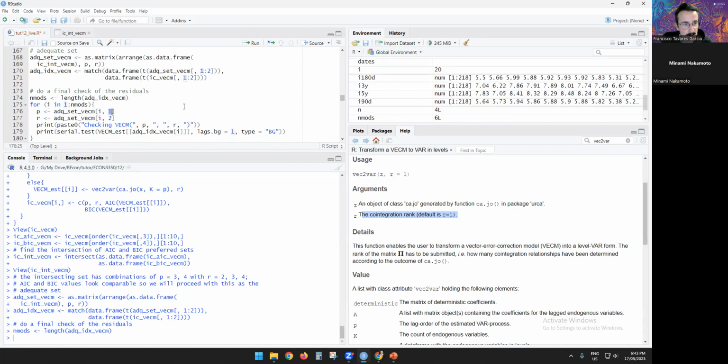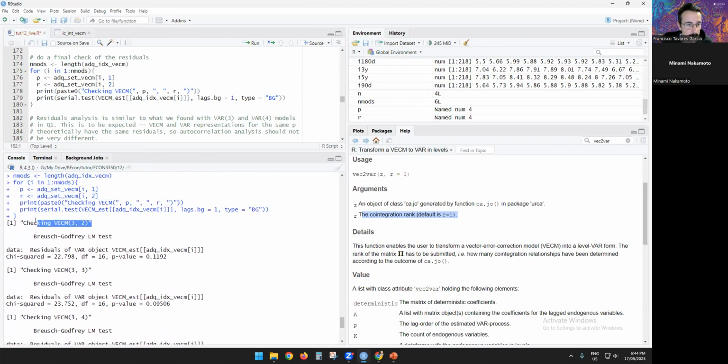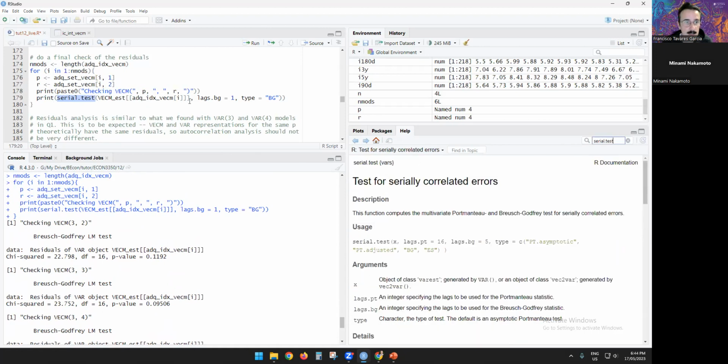Inside of our adequate set VECM, we're just looking for the first column to get our P. R will be the second column. Then we will print checking VECM P R. So we will be printing this part here in that line. And finally, print serial test. We have used it before from library vars, if I'm not mistaken.